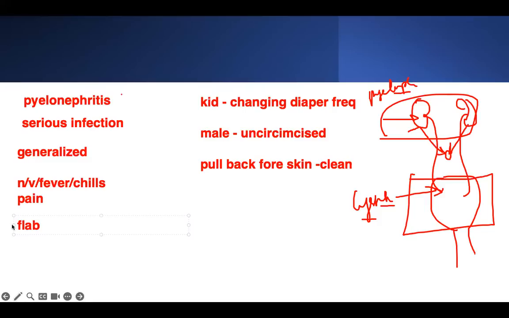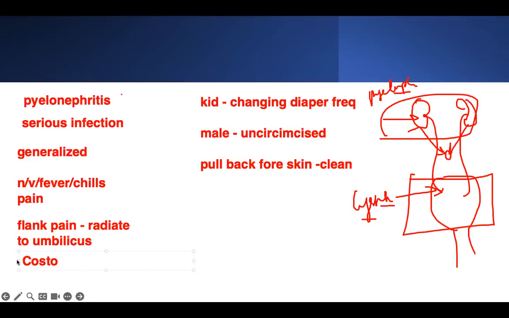So they have flank pain, then it radiates to what? The umbilicus. It does not go to the groin. It radiates to the umbilicus. That's key.